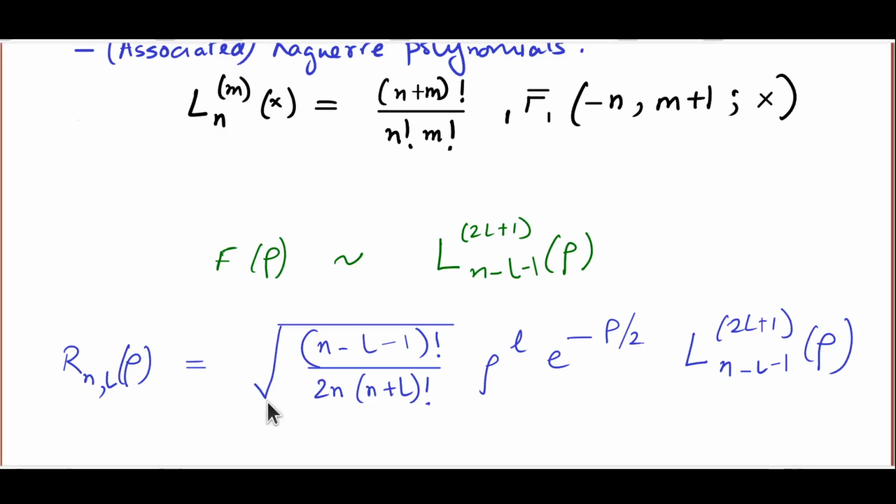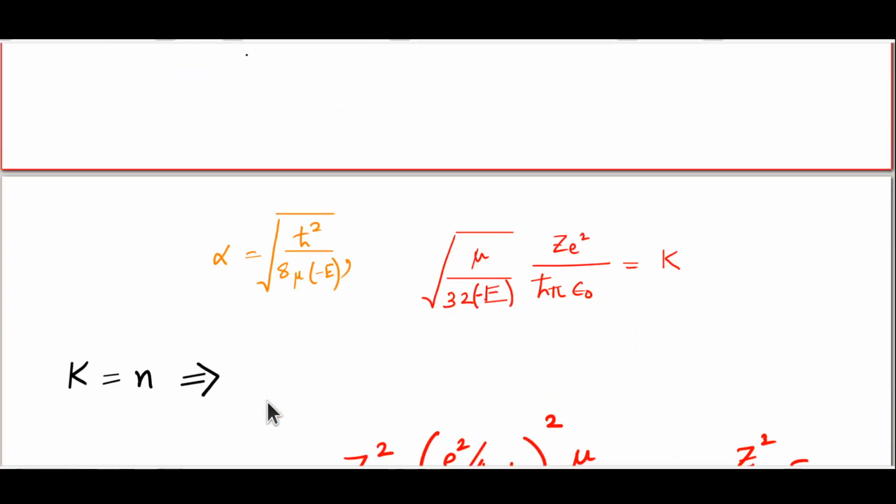Let us now turn to the question of energy quantization. Precisely what form do the quantized values of the energy levels for the bound states of the hydrogen atom take? Let me remind you of the relationships that we started with. Alpha, the dimensional constant which essentially made r dimensionless, was given by the square root of h-bar squared by 8 mu times minus E, and this was the relationship for capital K. Remember, capital K has now been shown to lead to meaningful wave functions only when capital K is a positive integer n.